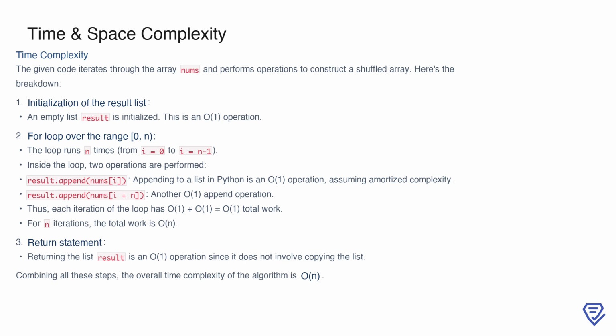Thus, each iteration involves O(1) work, and over n iterations, this totals to O(n). Finally, the return statement, which simply hands back the result list, is also O(1), as it doesn't involve copying or manipulating the list. When we combine all these steps, the overall time complexity of the algorithm is O(n).